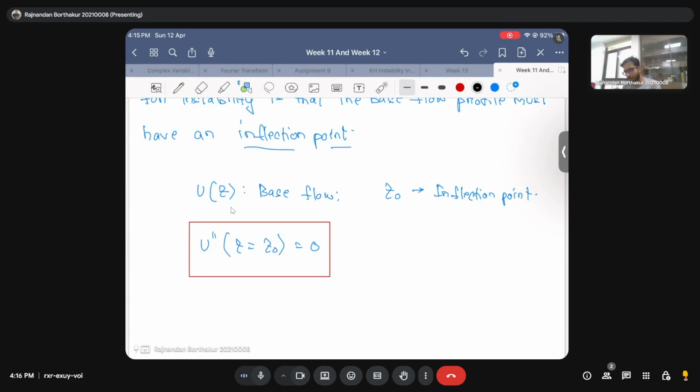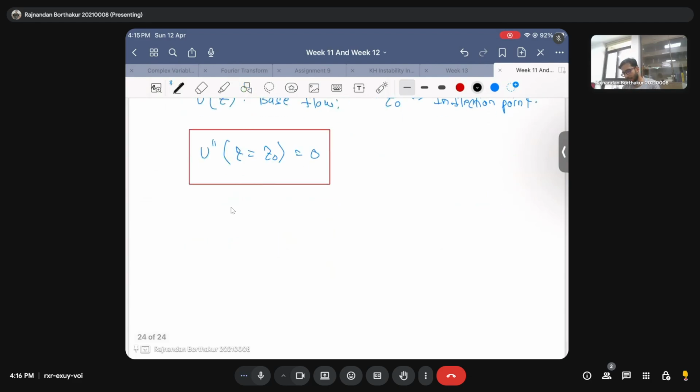Okay, so I'll just show you a very quick example. Let's consider that my given base flow is a Couette flow. Which means that my profile is proportional to Z, because that is how Couette flows are designed. For instance, I can say that U of Z is C times Z by H, where C is a constant, that doesn't matter actually. So this is my base flow, which is a Couette flow.